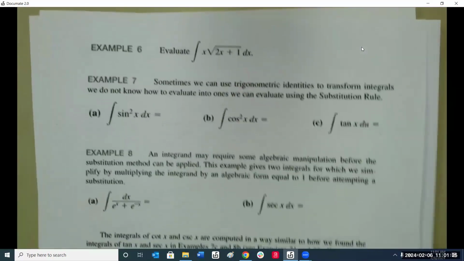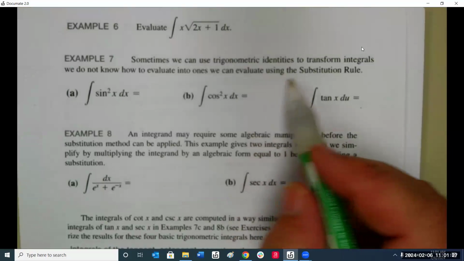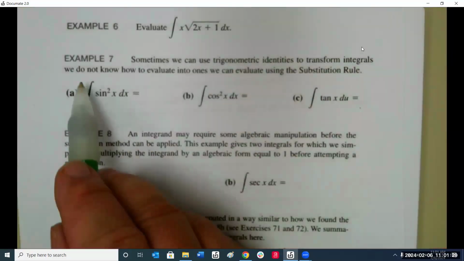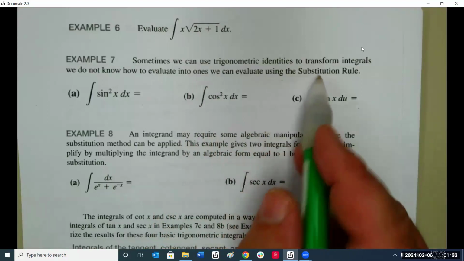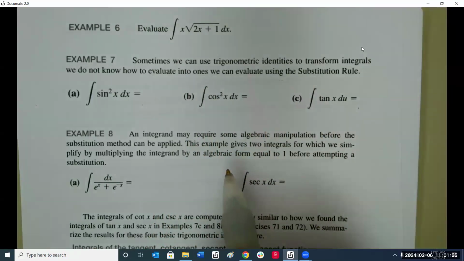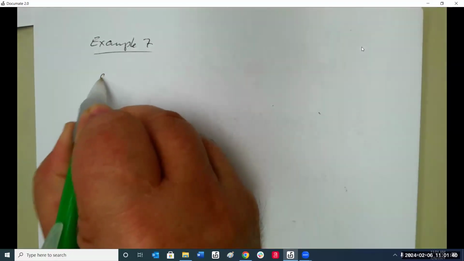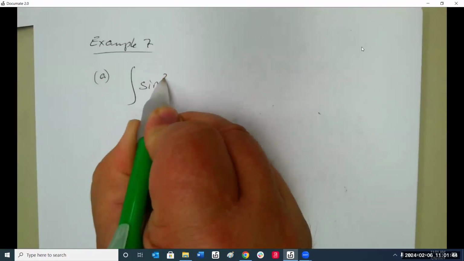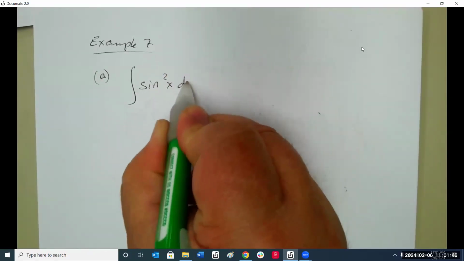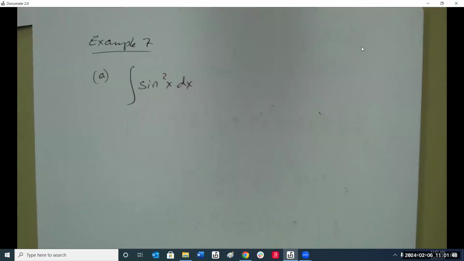Sometimes we can use trigonometric identities to transform integrals we do not know how to evaluate into ones we can evaluate using the substitution rule. And that's where the cheat sheet comes in. So the first one is the integral of sine squared x dx.